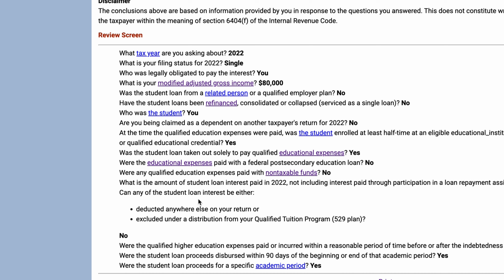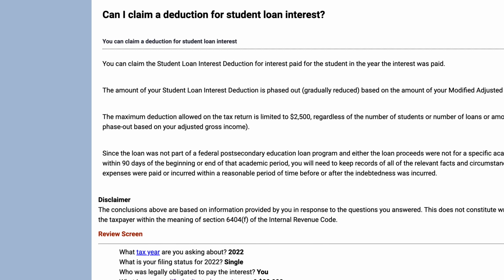These are the questions that you answered that got to this point in the screen. And what you're looking for is any mistakes, any hiccups, anything where, oh, I need to go back and change this answer. So let's imagine, what would happen if you took a student loan from a related person or a qualified employer plan? Would that change the answer? Well, let's take a look.